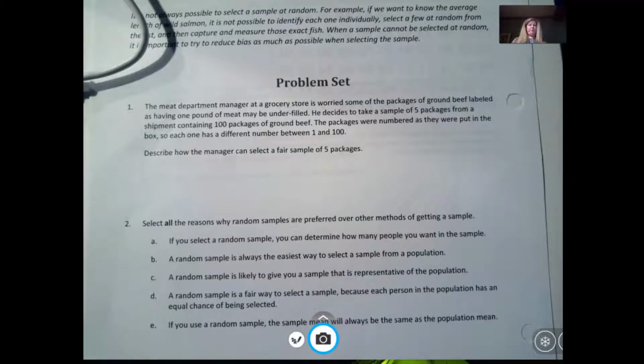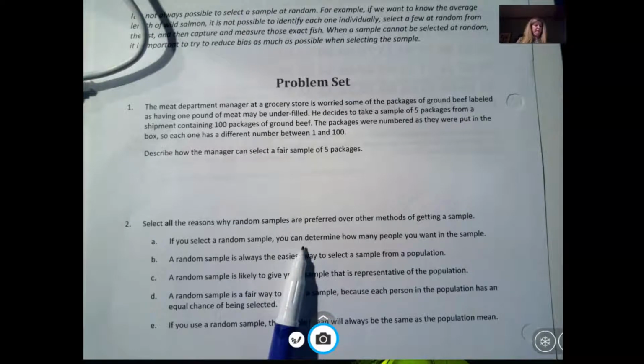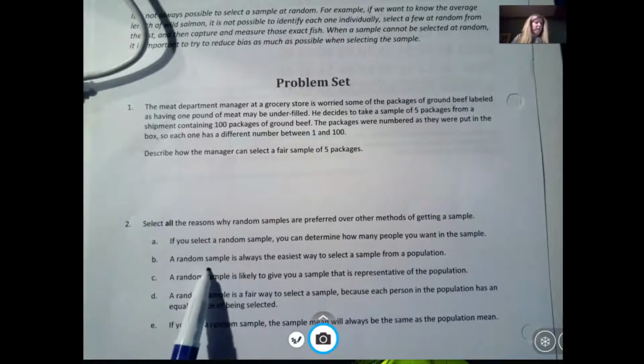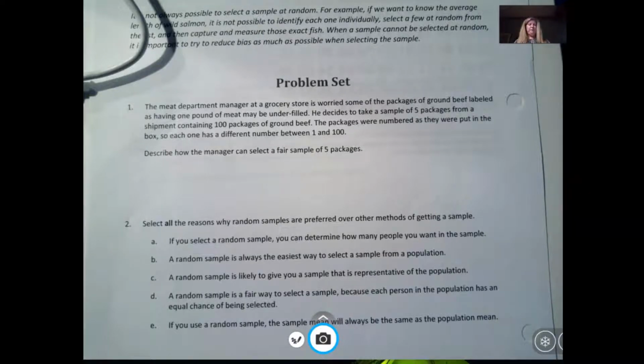getting a sample. Okay? If you select a random sample, you can determine how many people you want in the sample. Well, it doesn't have to be random for me to determine how many people I want. I could say I want 10 people in my sample and just go pick out 10 people that are going to say what I want them to say. That's not random. A random sample is always the easiest way to collect a sample. Nope, that's called a convenience sample, and a random sample is not always the easiest way, but it's the fairest.